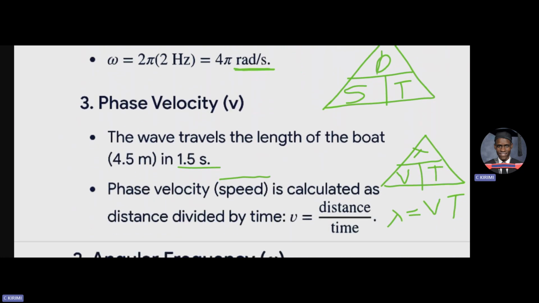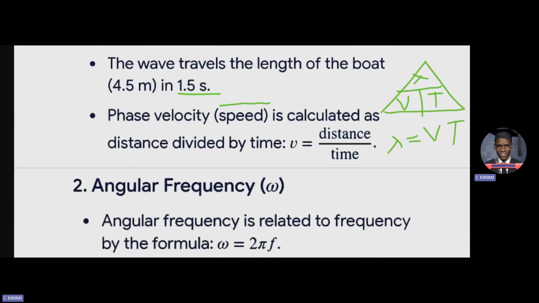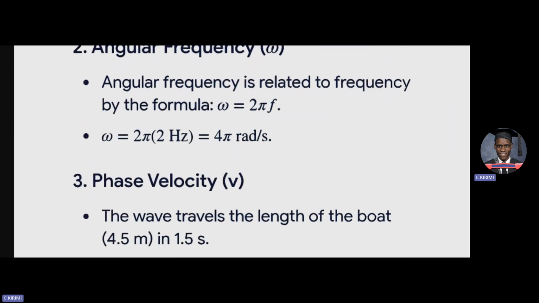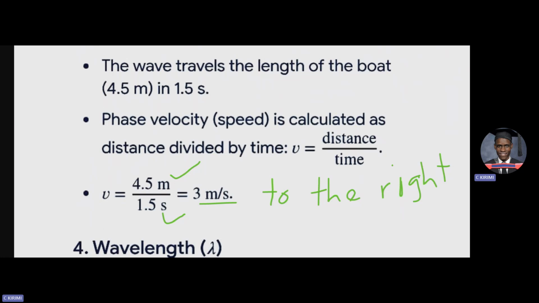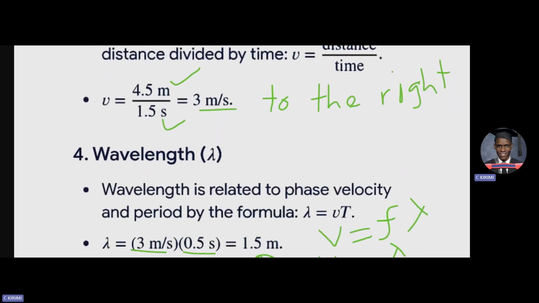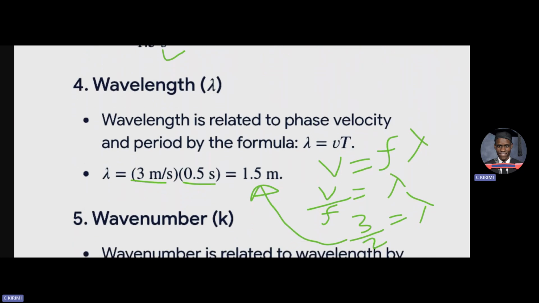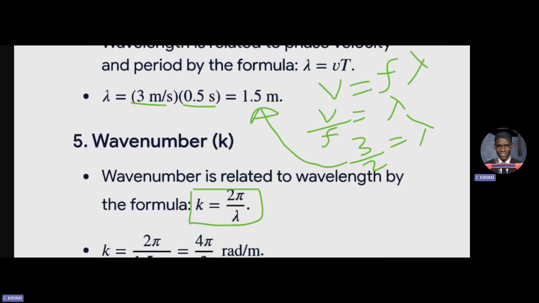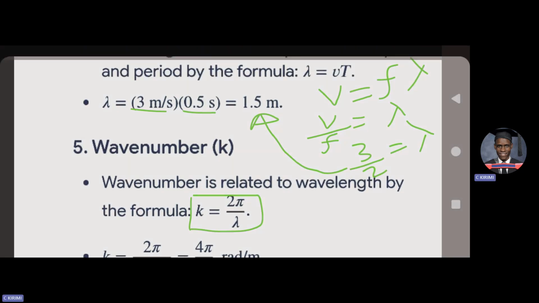The phase velocity, you are just calculating the distance over the time, which means the distance was 4,5. The time was 1,5 seconds. Now you have the phase velocity. The lambda, you are looking for lambda. You say phase velocity multiplied by the period t, you get 1,5 meters. The wave number k is just 2 pi over lambda. Your units are in radians per meter. That's it. It's done.